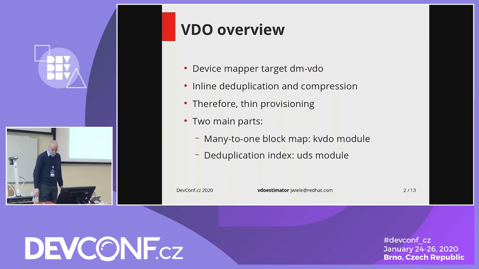All right. So, VDO is a device mapper target, dm-vdo, that as such maps a logical address space into physical storage on the underlying storage. And while it's doing that, it also provides inline block by block deduplication and compression. And so as a result of that, it can be thinly provisioned. But then the question is, how thinly provisioned? What kind of storage savings am I going to get if I put my data set on a VDO device?